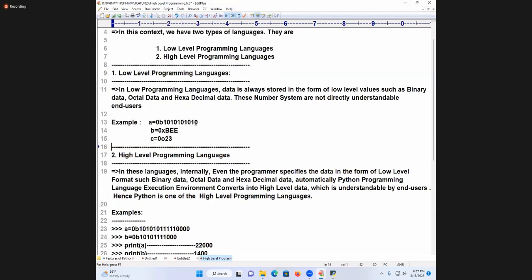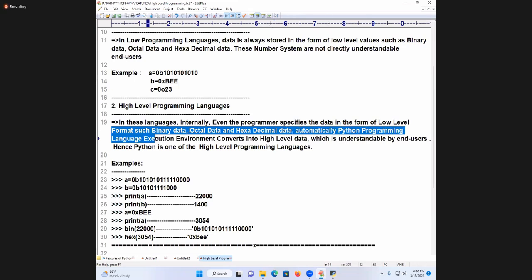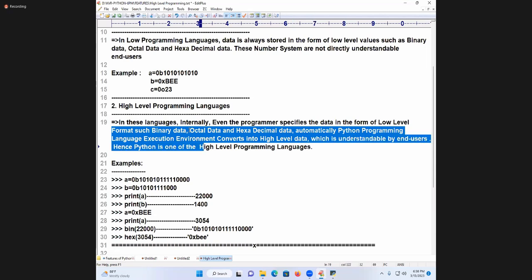Right. Now, please read out high level language. In these languages, even if the programmer specifies the data in a low level format such as binary, octal or hexadecimal, the Python execution environment converts it into high level data, which is understandable by end users. Hence, Python is one of the high level programming languages.